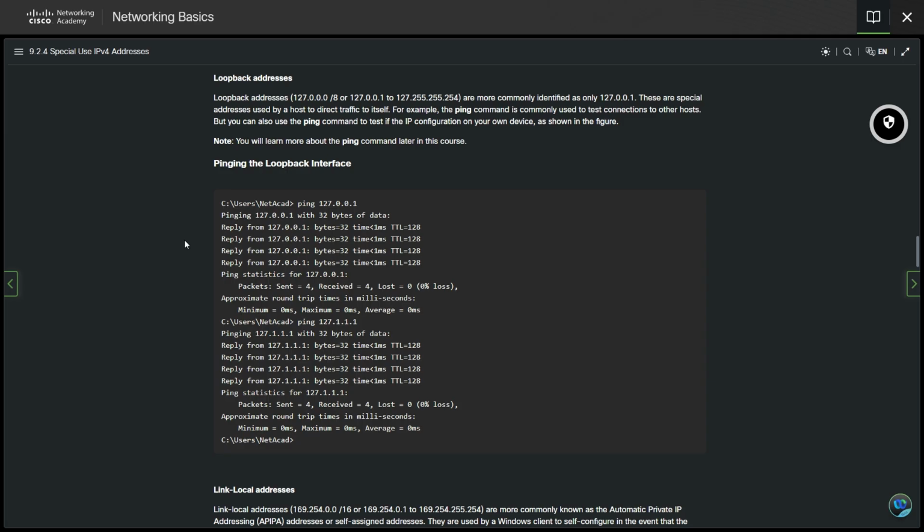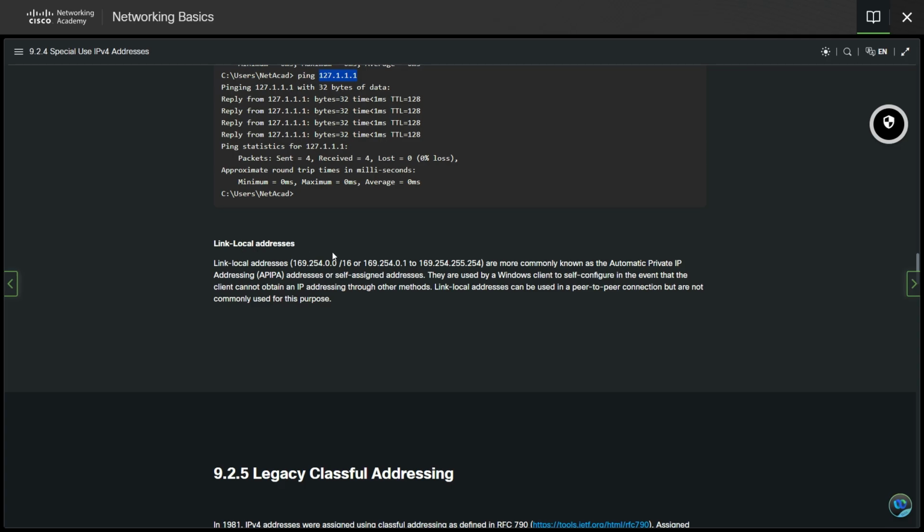Okay, ping the loopback interface. Only enter this command, ping with this loopback address, or you can use the same ping command with this loopback address.